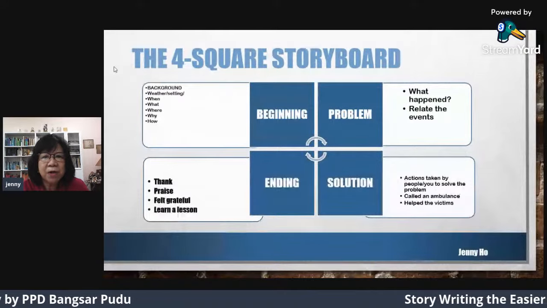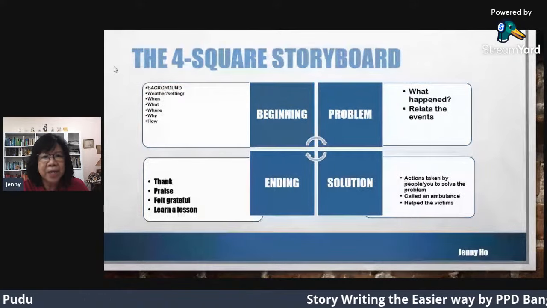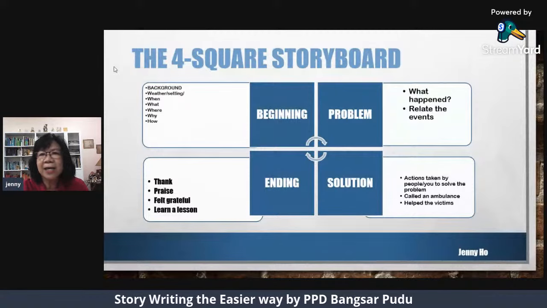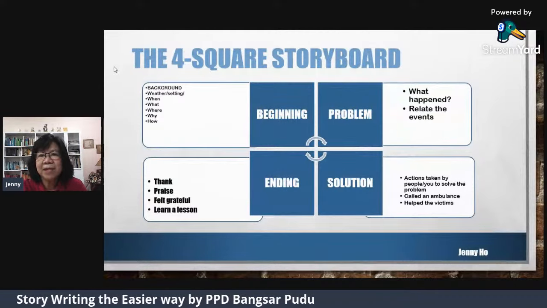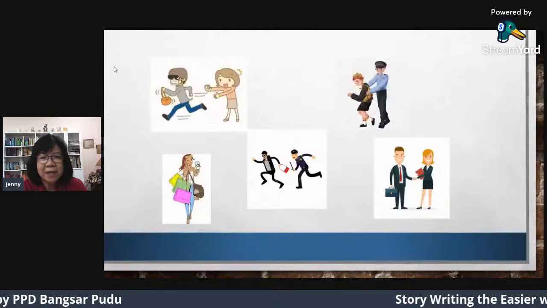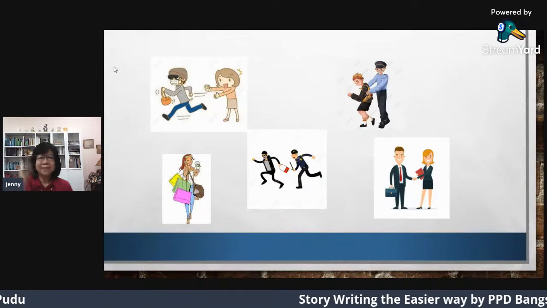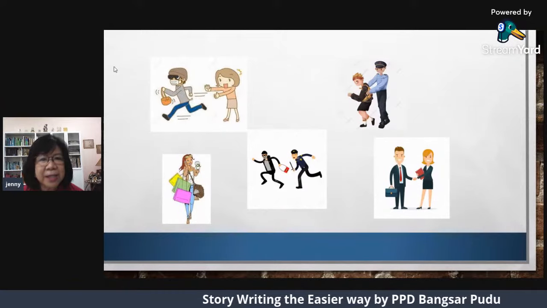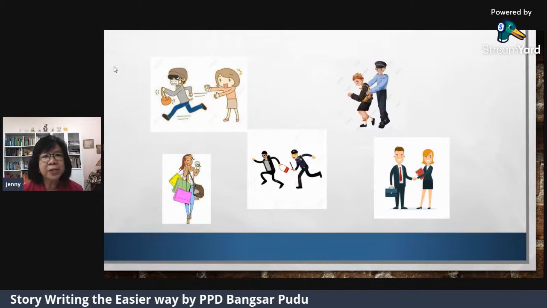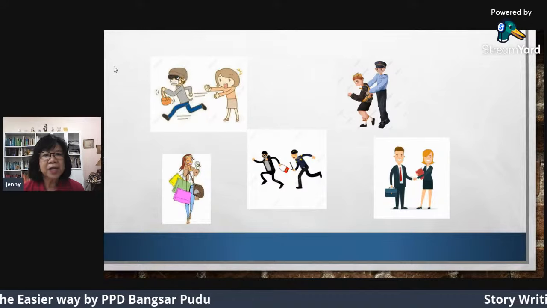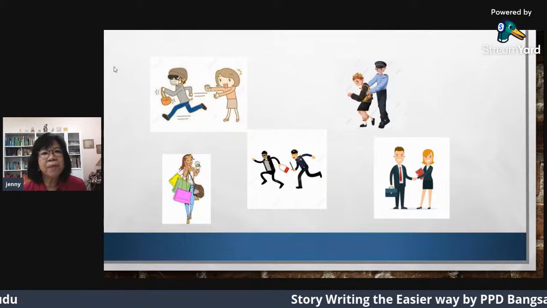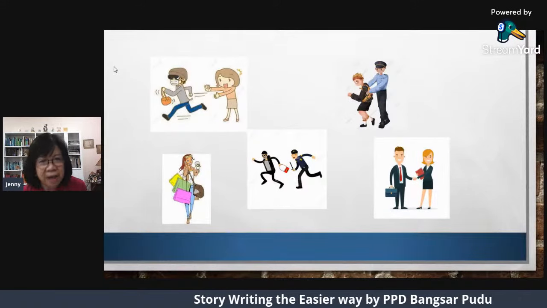Okay, so on your paper, you should have had this beginning, problem, solution, and ending written down, right? So if there's no question, we carry on. Okay, look at these pictures which we put up for you. Just take a few seconds to look at it. What do you think this story is about? Okay, should be about robbery, snatch, thief.